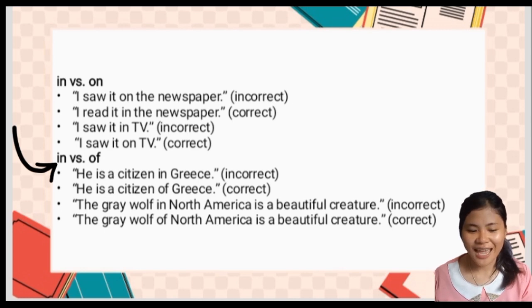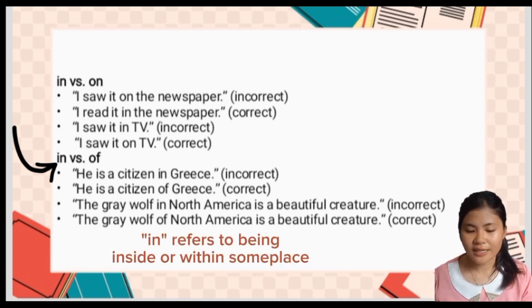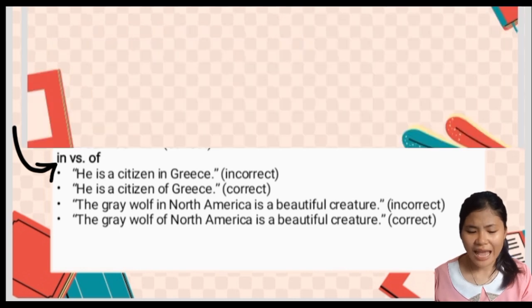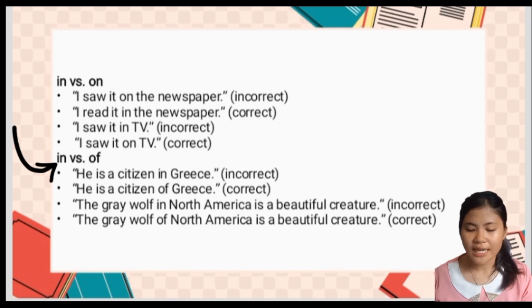Number 3. The gray wolf in North America is a beautiful creature. In the sentence, the preposition is in, and the sentence is incorrect. The last, the gray wolf of North America is a beautiful creature. In the sentence, the preposition is of, and the sentence is correct.